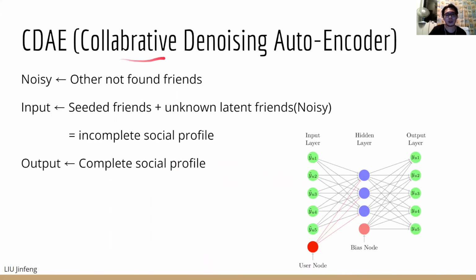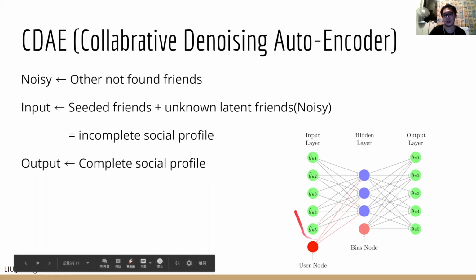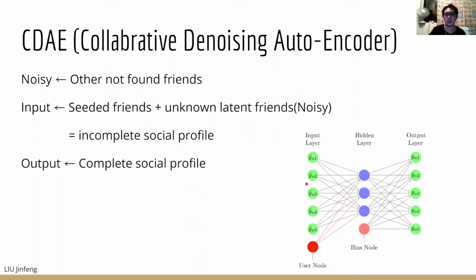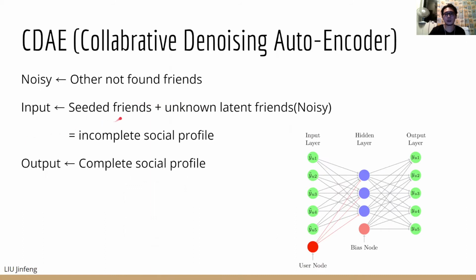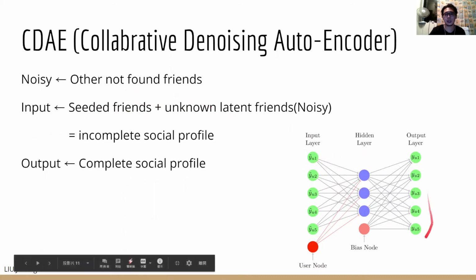Since we use a collaborative denoising autoencoder, the function of the denoising autoencoder is to remove the noise of the input part and generate the complete one, the no-noise one. And the noise in our task is the people who are not tagged as friends or not friends, which means we don't know whether these people are the user's friends or not. So we feed the seeded friends with the noise into the CDAE. Then the CDAE will generate the complete social profile of this user to find all latent friends.